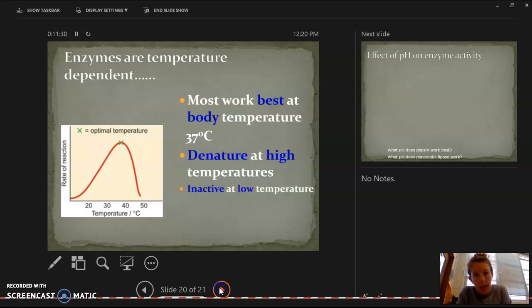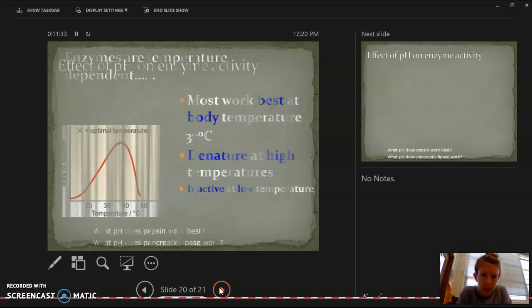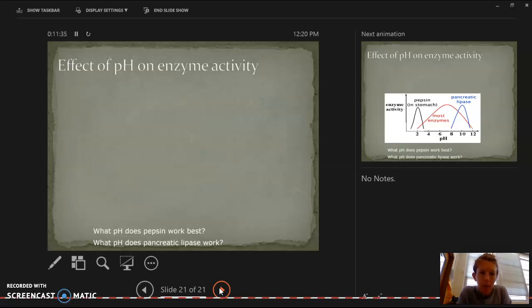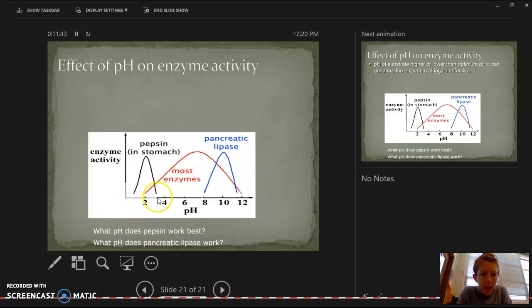And the same thing with pH or acidity or basic environments. Most enzymes, again, want an ideal or optimal pH to function at. So we have this graph here, and it says what pH does pepsin work best at? Notice pepsin is located in the stomach. So it is going to function best at a pH of 2, which is very acidic. It is found in the stomach, so it's an enzyme that helps in digestion. So that makes sense.